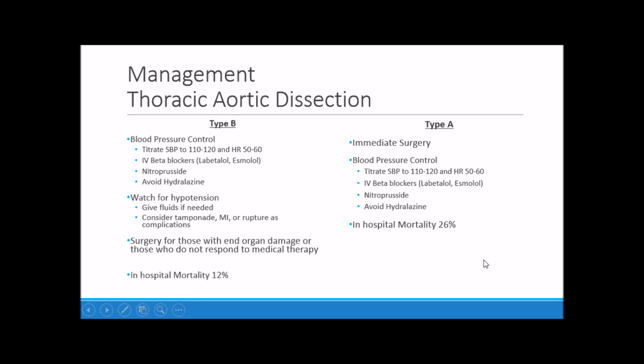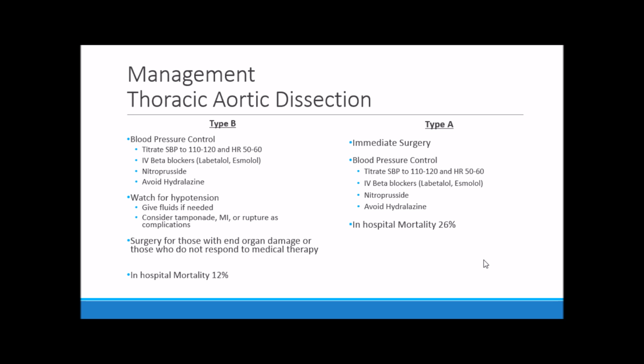Okay, so how do you manage this? Type B dissections don't go to the OR unless they have end organ damage from a branched artery occlusion or they don't respond to medical therapy. So basically you want to control their blood pressure. You want to get it down to a systolic of about 110 to 120, and you want to get their heart rate down too.